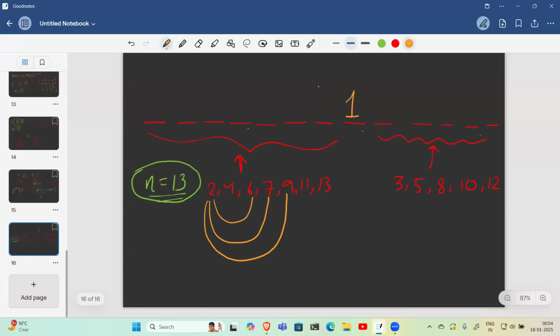What does that mean? That means that 6, 7, and 9 would have come to the right side of 2, and 4, 11, 13 would have come to the left side of 2. So where should 2 be placed? 2 should be placed in such a position that you get 3 places to fill 6, 7, and 9 on the right side. So that means 2 must be placed here.